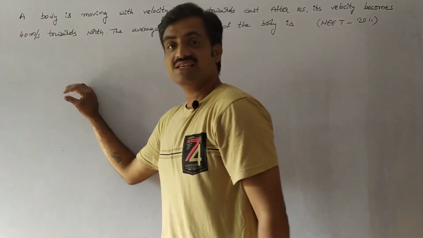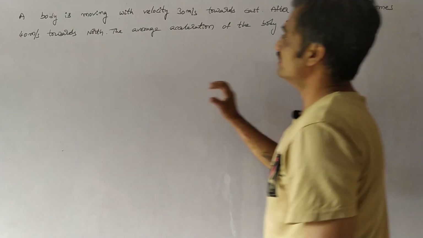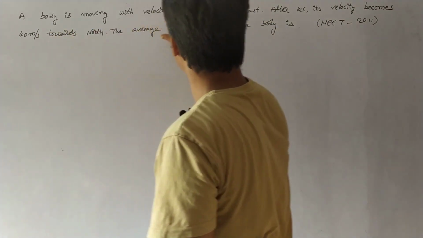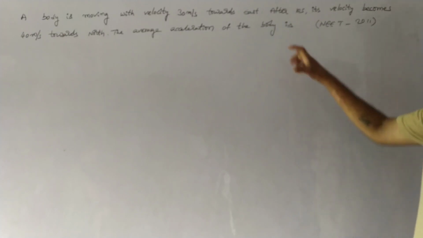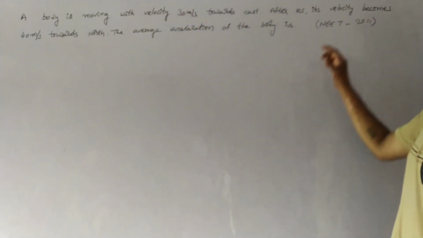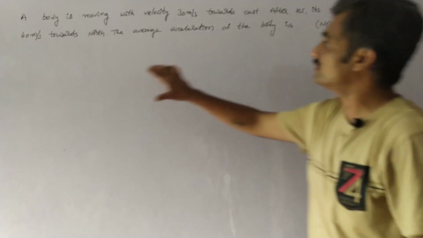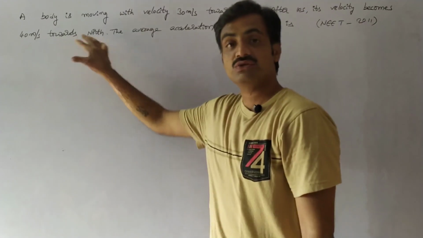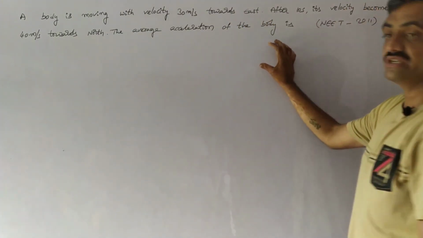The next problem is being asked in NEET 2011. Observe that a body is moving with a velocity of 30 meter per second towards east. So in the east direction, the body has traveled with a velocity of 30 meter per second. After 10 seconds, its velocity becomes 40 meter per second towards north. Now we have to find the average acceleration of the body.